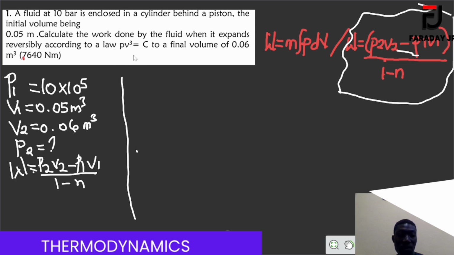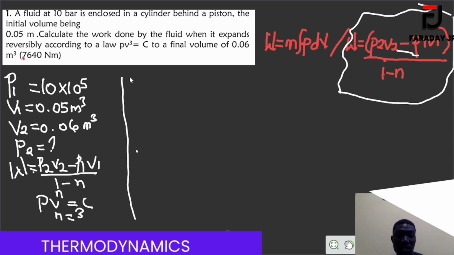And from the question, we're given a law of PV cube is equal to C. So that means at this point we have PV exponent n is equal to C, and n is equal to 3, because whatever is here was given from this PV cubed. So our n is equal to 3. Now we know all the data being given, but the parameter P2 we don't know the value of, so we just calculate for it.